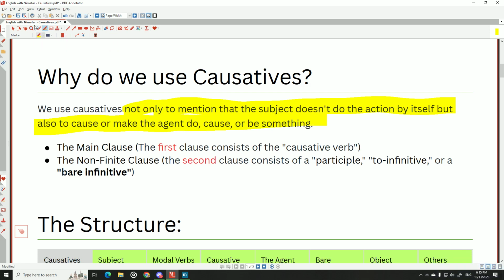But maybe you ask, who is this agent? This is that mechanic. This is that IT man we will talk about. This is the person that you pay, or in other cases you force him, you persuade him to do something for you.